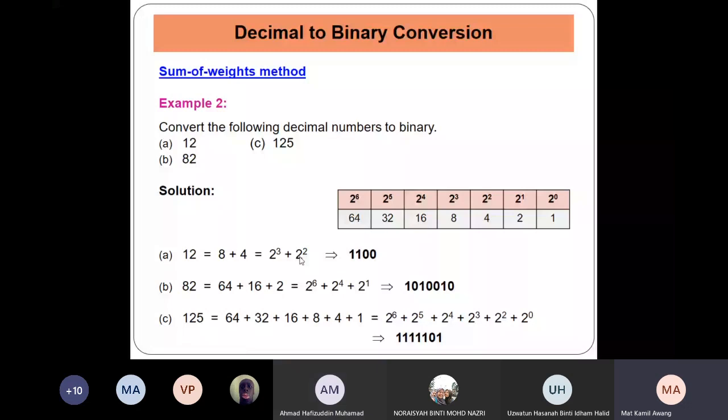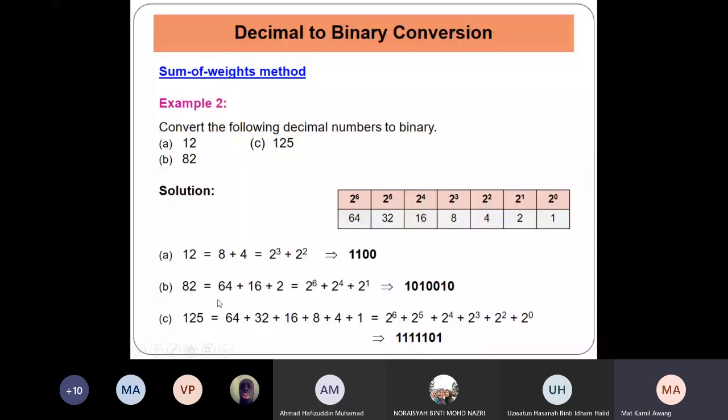So you see that this is the highest weightage. The MSB is at the fourth location because you start from 0. Therefore, you convert into 1100, because 2 to the power of 1 and 2 to the power of 0 are multiplied by 0. So you get this. What about 82?